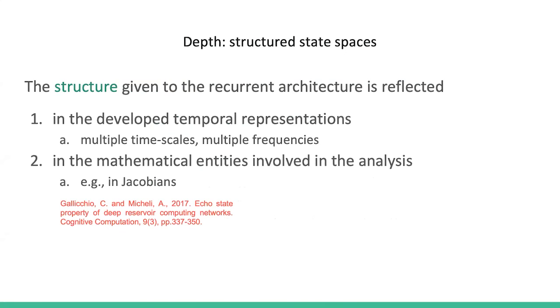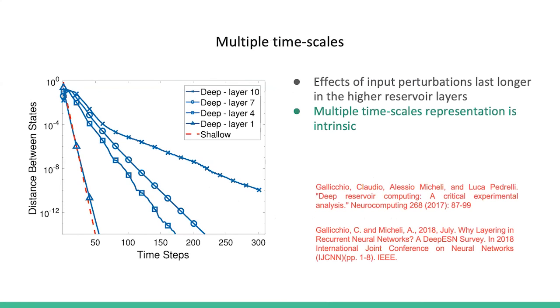Okay, and the cool thing is that in practice, this structure that is given to the recurrent architecture, this deep, hierarchical organization, is reflected both in the temporal representations that are developed and in the mathematical entities involved in the analysis, like, for example, the Jacobians. Okay, so now, going very briefly into that, this is a representation of the multiple time scales. In practice, the reaction to input perturbation is different in the different layers of the deep echo state networks, irrespective of the fact that you are not applying any learning.